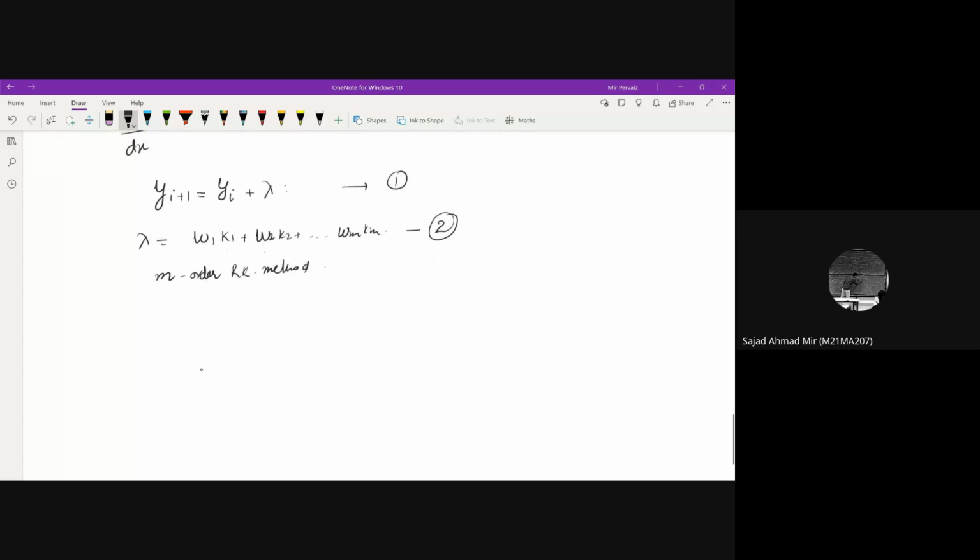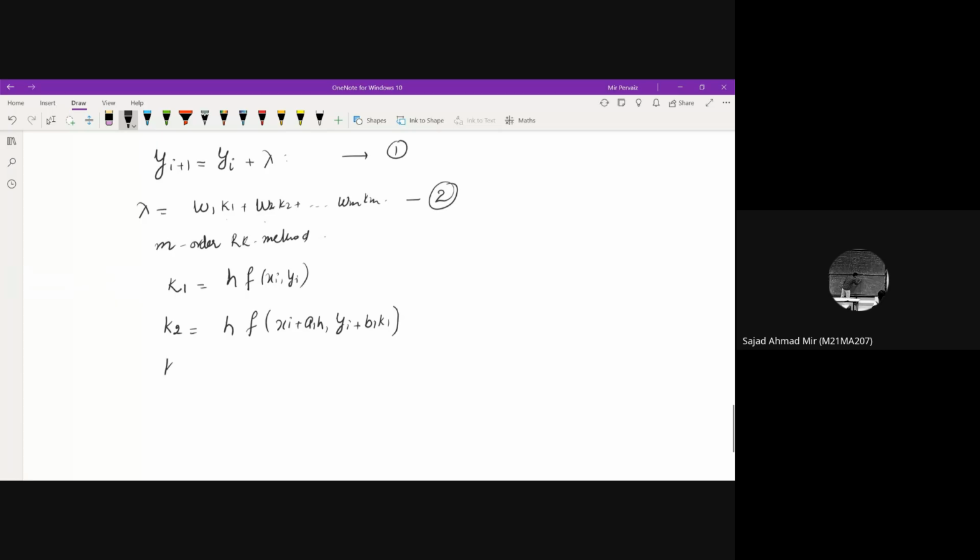So how are these k_i's defined? K1 is h times f of (x_i, y_i). That means you are using the concept of slope at the first point. Your k2 is an updated value, at x_i plus a1 h, and y_i plus b1, using the information of k1 also here.